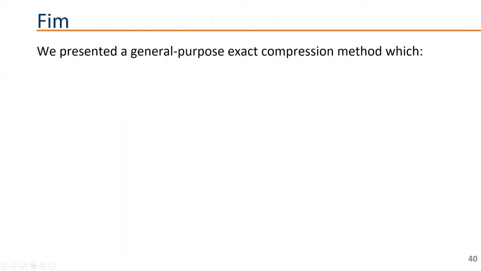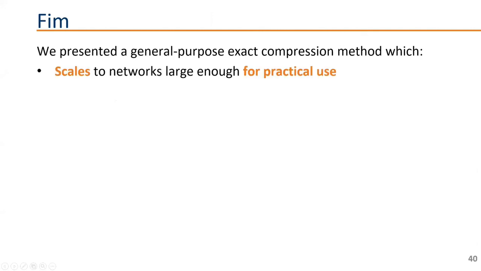Now, in conclusion here, we presented the general purpose exact compression method, which scales to networks large enough for practical use. Now we're talking about 1,000 neurons approximately, and more than 2 hidden layers. It runs faster than training the network, at least on CPUs. If you're talking about GPUs, that's a different matter.